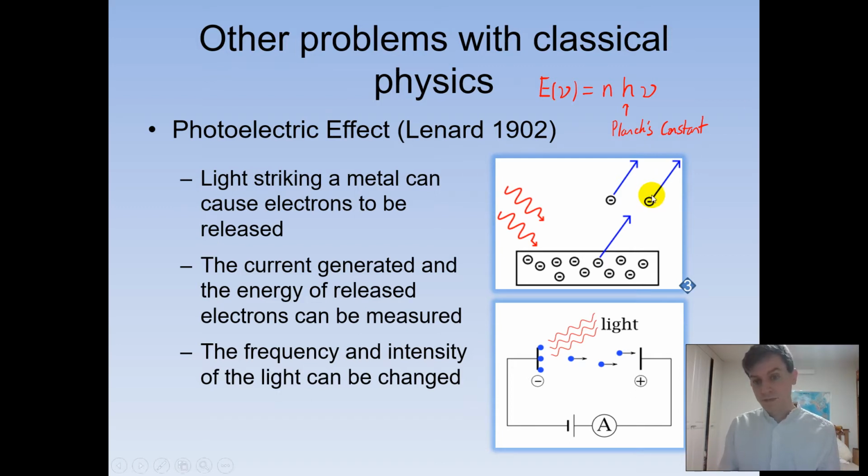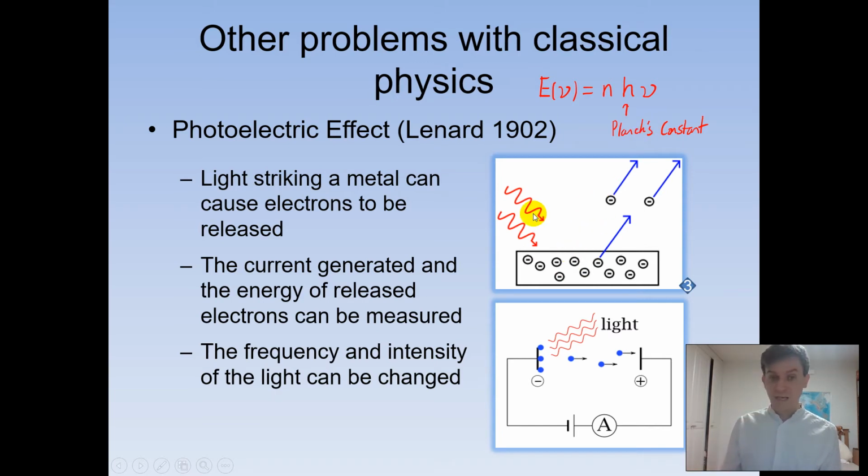Okay, so these two pictures here describe the photoelectric effect. Basically, you have some metal plate, and you shine light onto this, light at a particular frequency. And what you find is if your light has the right properties in terms of frequency and intensity, then this can cause electrons to escape off the surface of the metal.